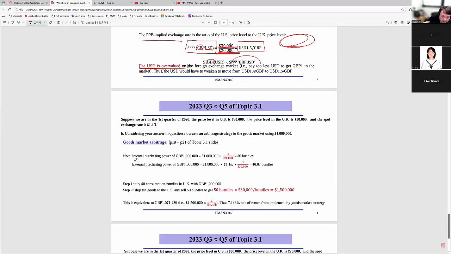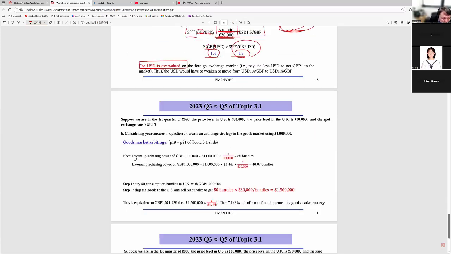When the law of one price doesn't hold, we can think about arbitrage. In this case, goods market arbitrage. So consider your answer in question A: create an arbitrage strategy in the goods market using 1 million pounds. So how can we implement the arbitrage strategy?